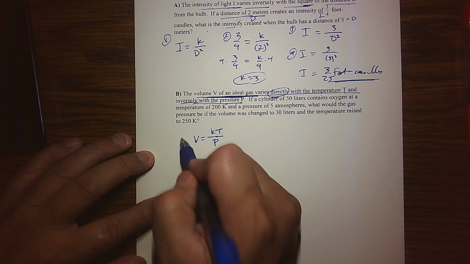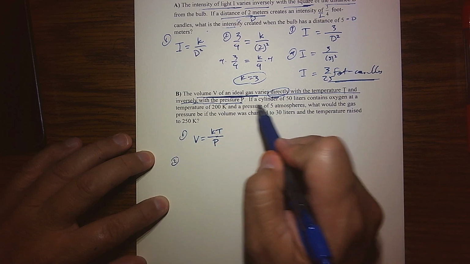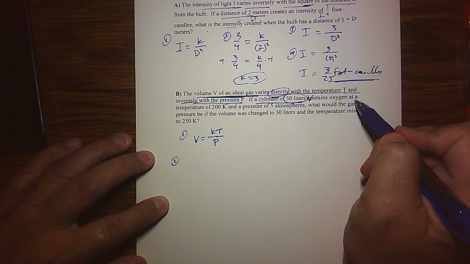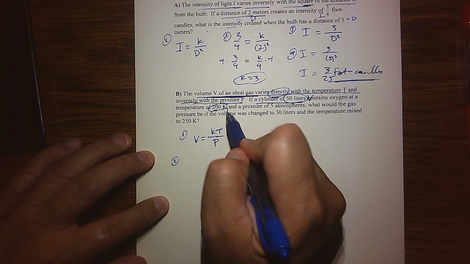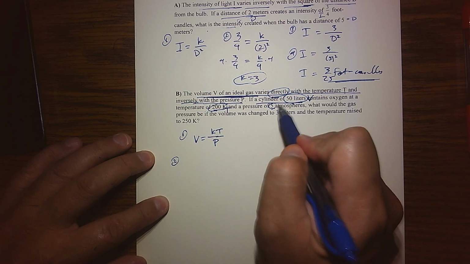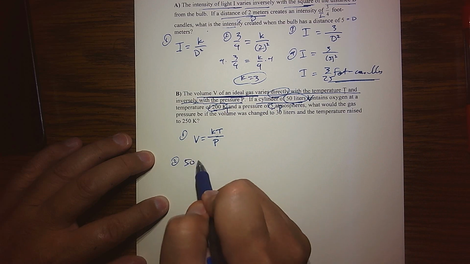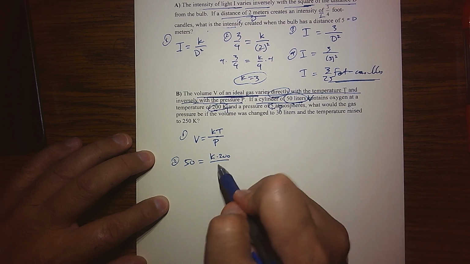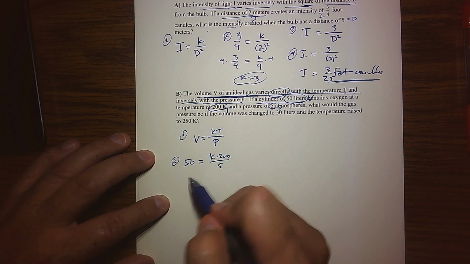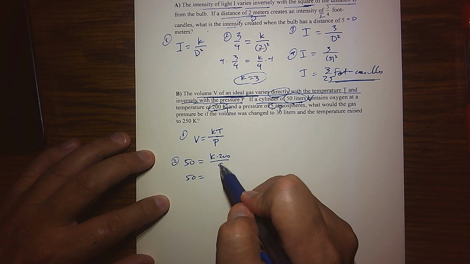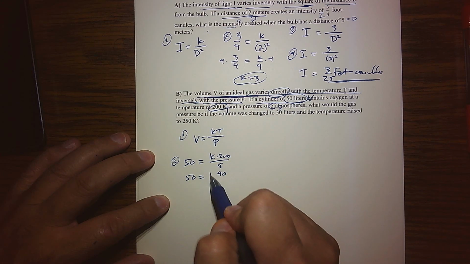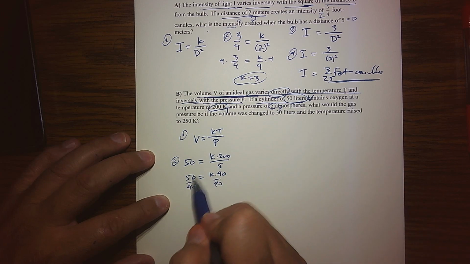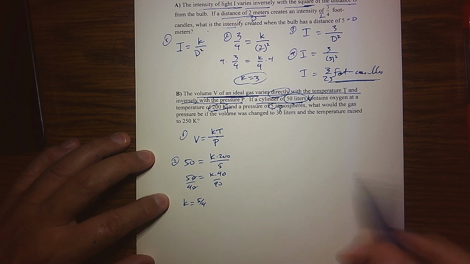So is there enough information? There's step 1. Step 2, what do we know? It says a cylinder of 50 liters. Now liters is a volume, so there's your V. Contains oxygen at a temperature of 200 Kelvin, so there's your T. At a pressure of 5 atmospheres, and there's your P. So 50 is equal to some constant times 200, all over 5. And in terms of solving for this, 5 goes into 200 40 times, so we're basically looking at k times 40. Divide everybody by 40, do a cancelization, we have 5/4.